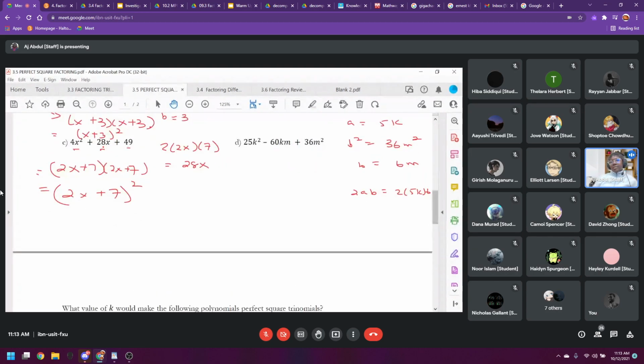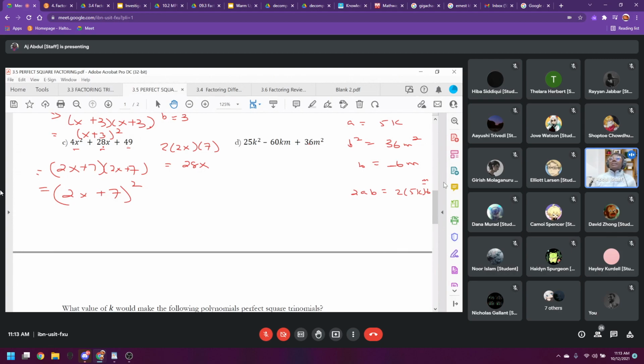Hold on, what did I get there? No, that's not right. This is going to be minus. So 2 times a, my a is 5k, my b is minus 6m, because it's minus in the middle, and minus 6m times minus 6m, negative times negative is positive, so I get positive there. So my 2ab is 2 times 5k times 6m.